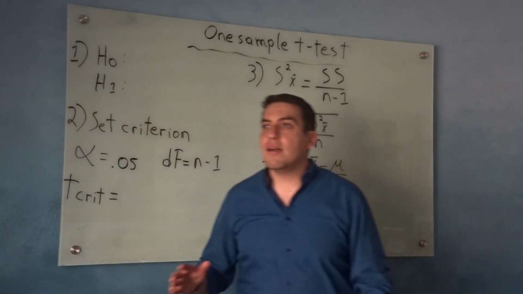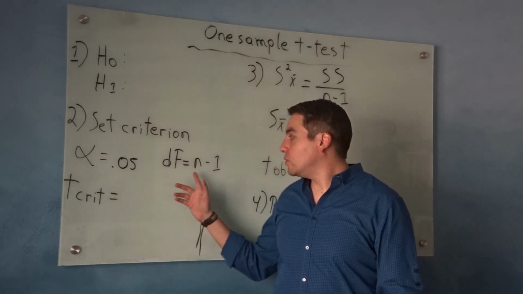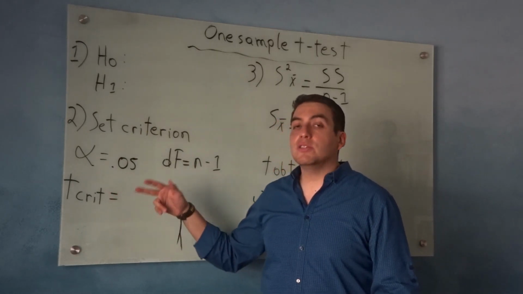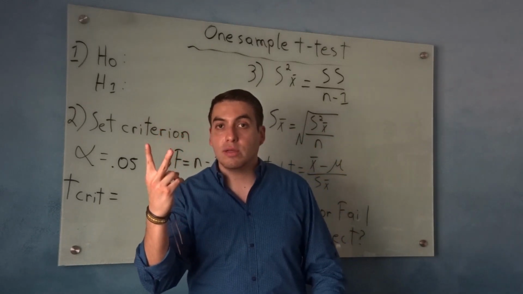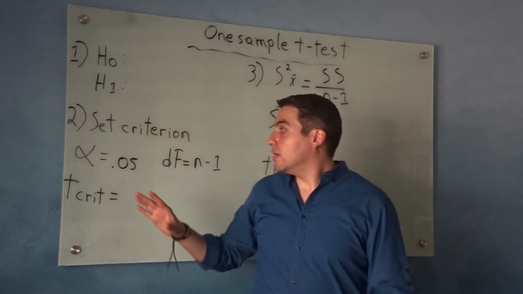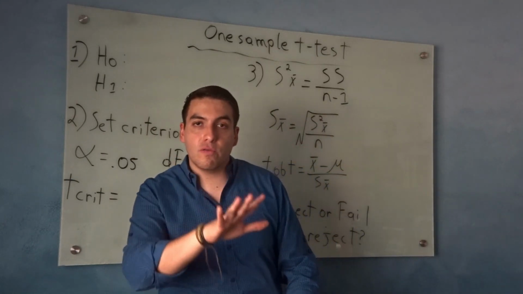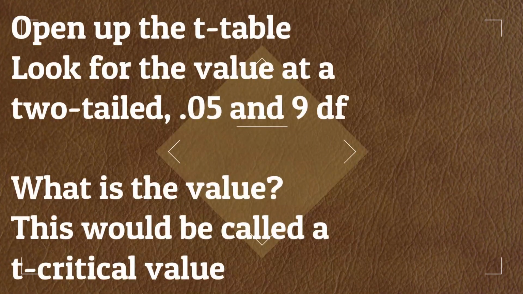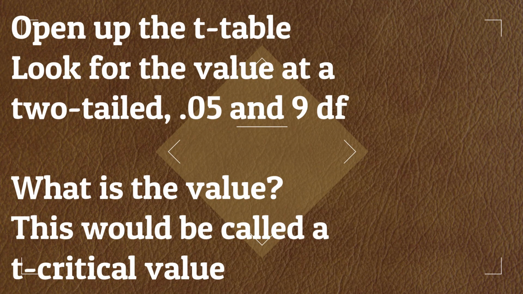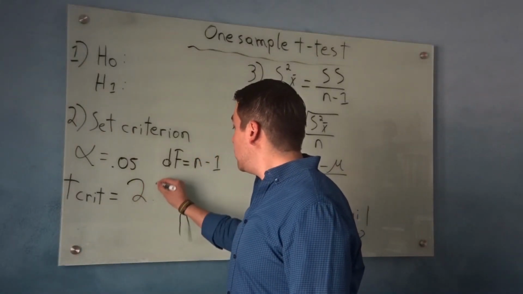So let's play with the numbers. Let's say that we have 10 people in our sample, so we have a degrees of freedom of 9. Let's say that we have an alpha of 0.05, and let's say that it's a 2 tail. Look in the table for the number for 0.05, 2 tail, 9 degrees of freedom. Stop the video right now and go for it. Did you find it? 2.262.